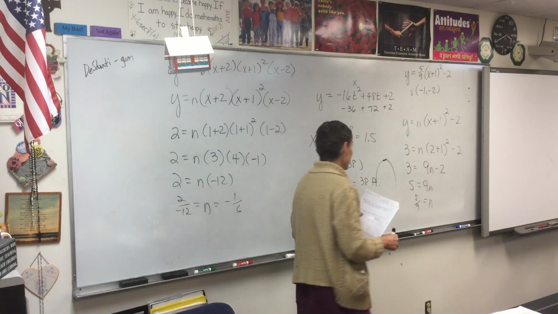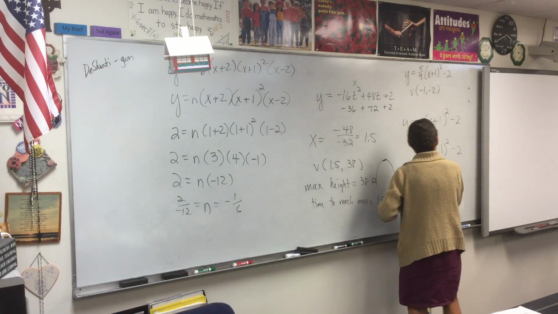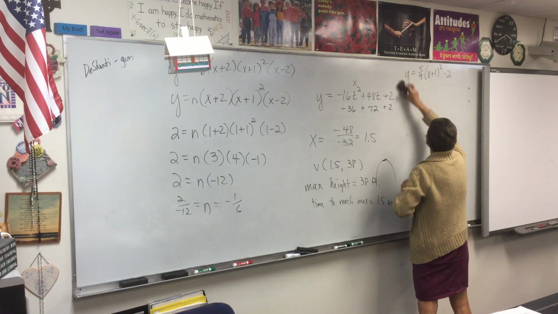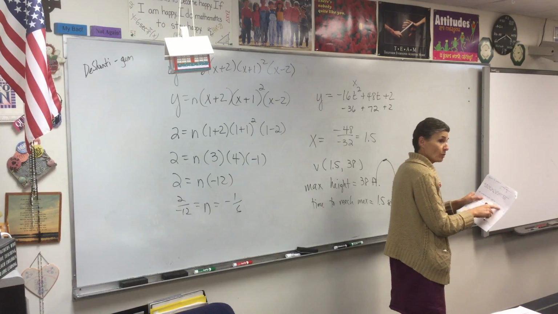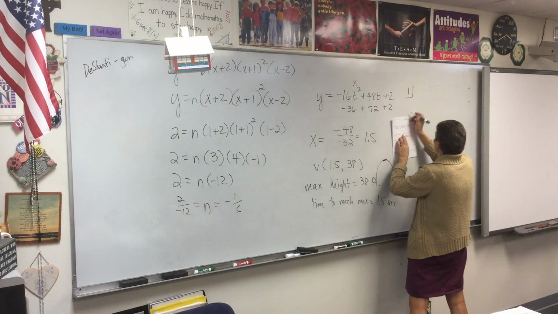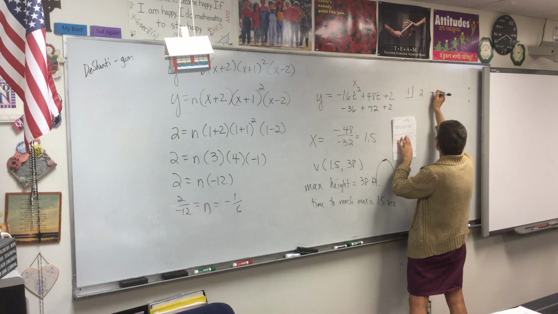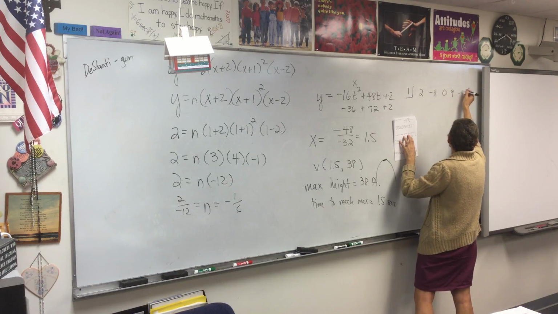All right, number 8, synthetically divide. Okay, I promise you I'm going to trick you. I tried to trick you on this paper, but you're going to catch it, right? Your numbers are 2, negative 8, 0, 9, negative 2.